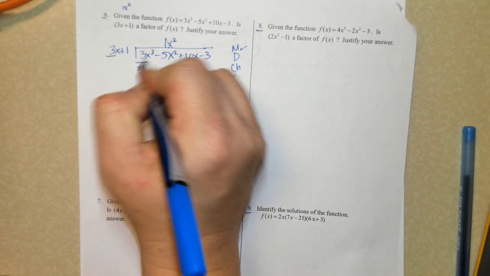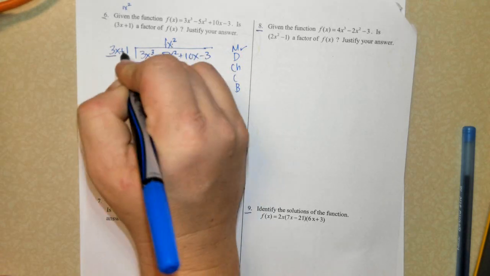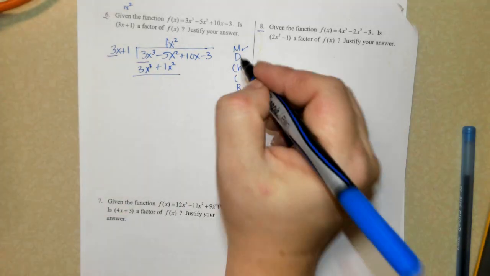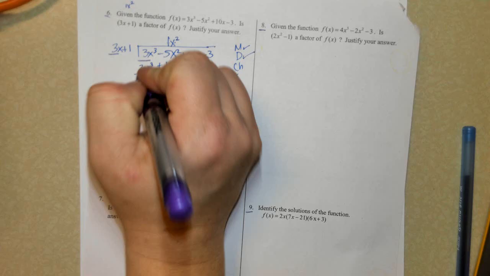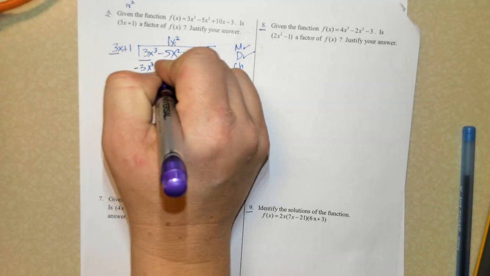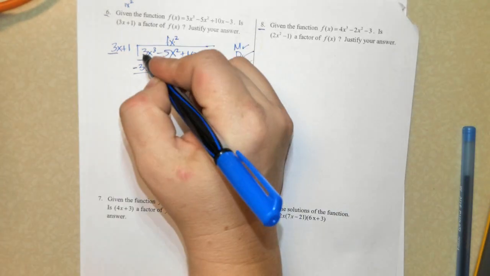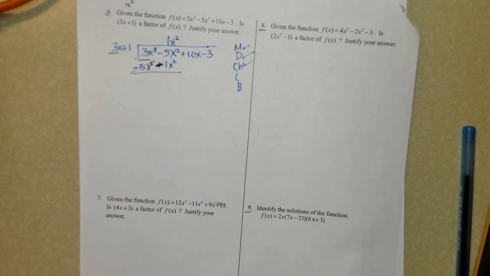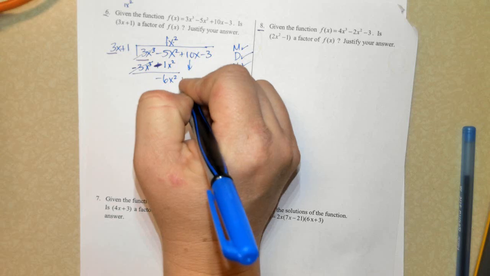1 times 3 is 3. There's 3 x's. 1 times 1 is 1, and there's 2 x's. Done with distributing. Now I change the signs in the second row. Change, change. And now I combine. These are just opposites of one another, so when you combine them, they disappear. Negative 5 and negative 1 is a negative 6x squared, and B for bring down.